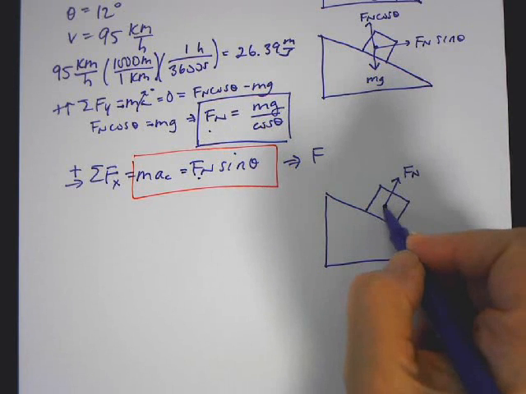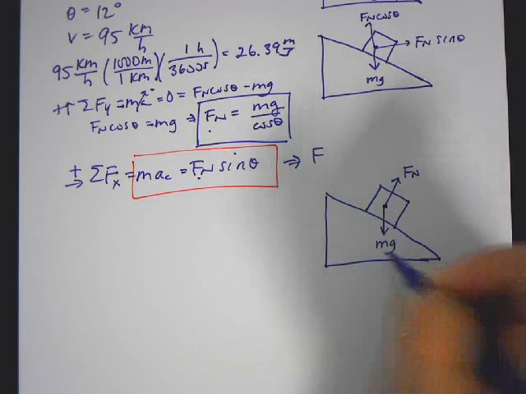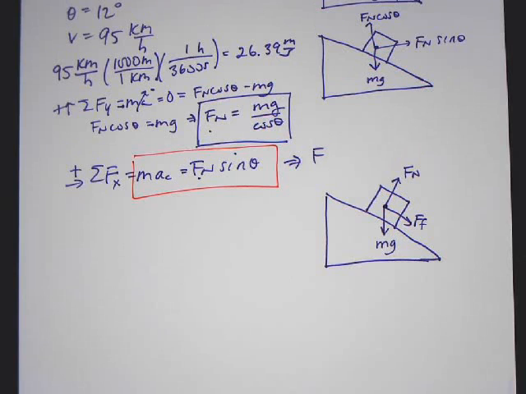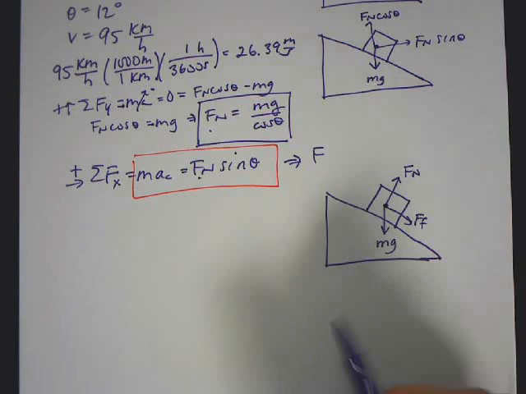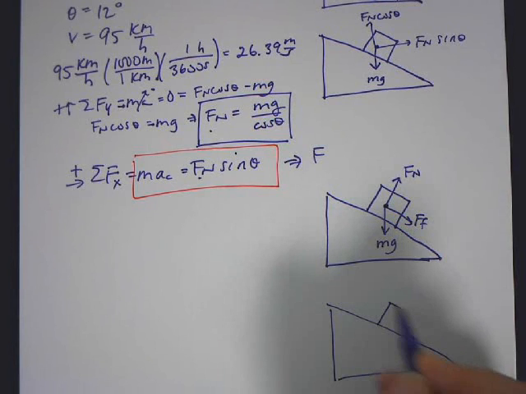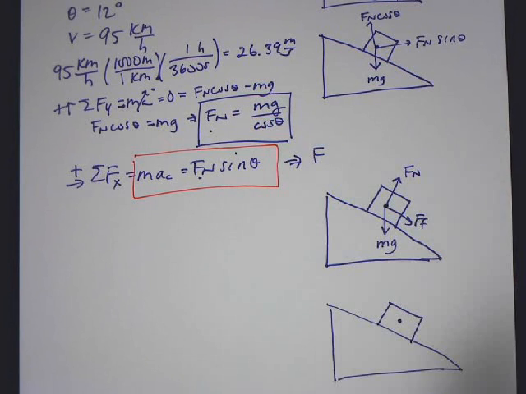This is going to be Mg. This is going to be F of F sine theta. And then we're going to have Fn sine theta, and we're going to have F of F cosine theta. And that's our free body diagram. And we're going to end up solving for F of F. That's what we're going to end up doing.